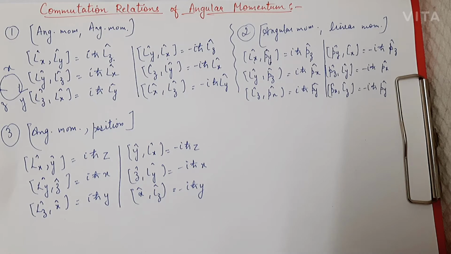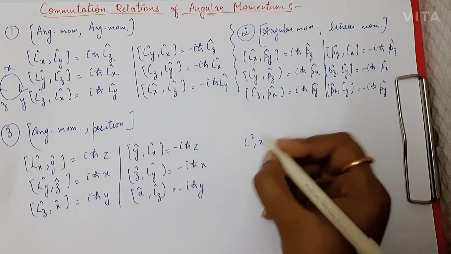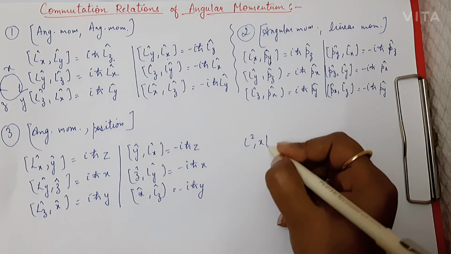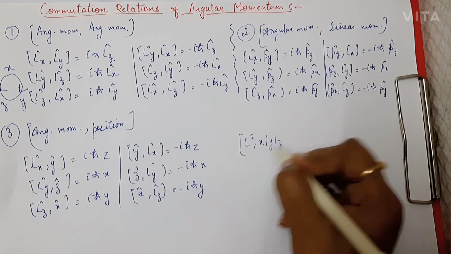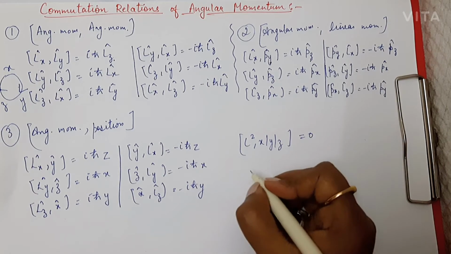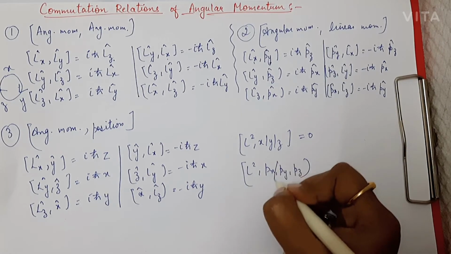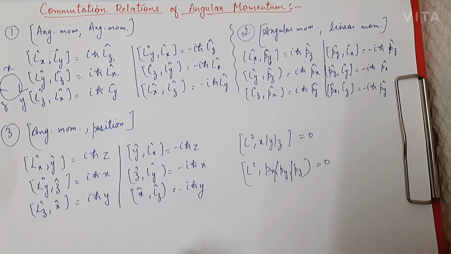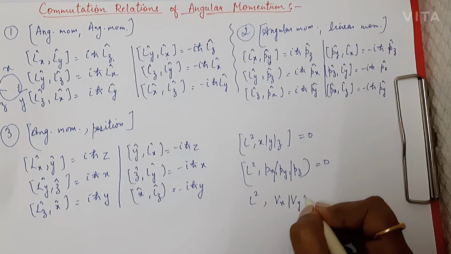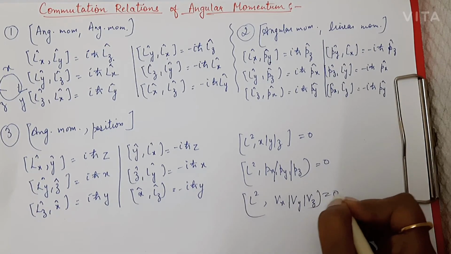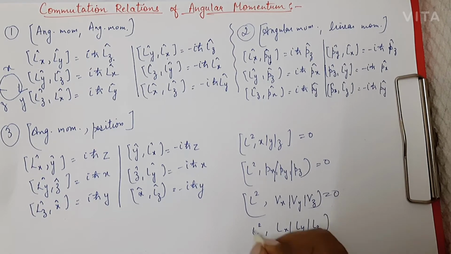Now there is one more property left for commutation relations, that is L square with x, or any of the position vectors x, y, z. L square with x or L square with y or L square with z is going to give you 0. Similarly, L square with any of the linear momentum operators px or py or pz again gives you 0. L square with any of these vx, vy, vz again gives you 0. L square with Lx or Ly or Lz will give you 0.